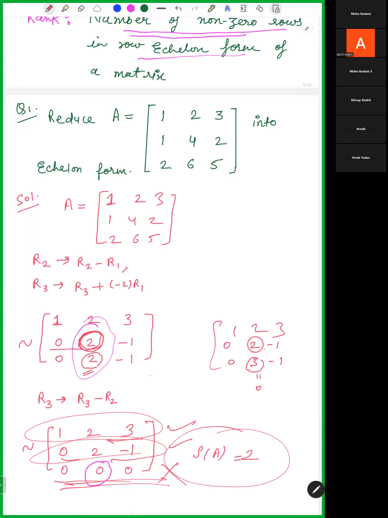Okay. You don't have to count the rows having all zero numbers. So a non-zero row means at least one element will be non-zero there. Okay, Shiva.